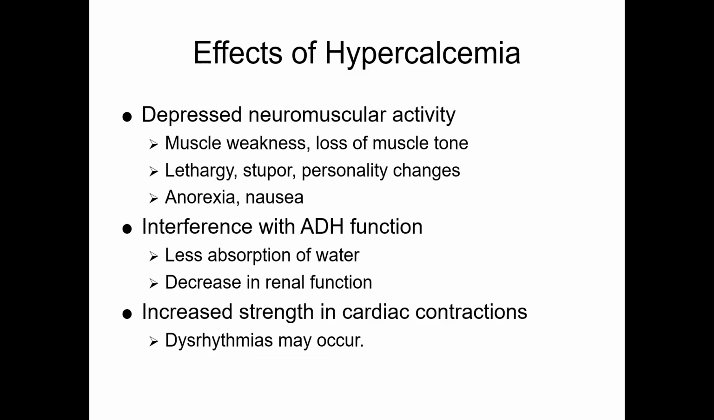High calcium levels will depress the neuromuscular activity and cause muscle weakness, loss of muscle tone, lethargy, stupor, personality changes. We'll see anorexia and nausea. High calcium levels also interfere with the function of antidiuretic hormone, resulting in less absorption of water and increase in urination, known as polyuria.